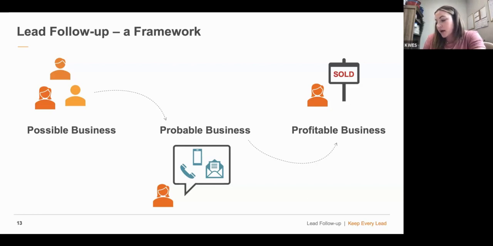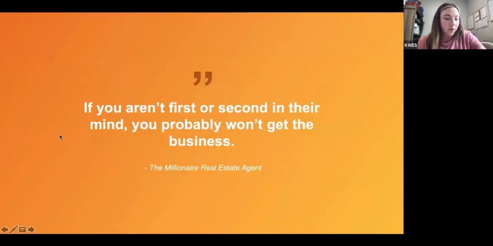Since the data shows that most buyers and sellers only talk to one agent before deciding to do business with them, what will you do to ensure that you are the one agent for everyone in your database? And they have a little quote for us here. If you aren't first or second in their mind, you probably won't get the business. So this concept of taking up space in people's mind through staying in close emotional proximity to them is called mind share. Emotional proximity is a result of engaging in the touches with your database.